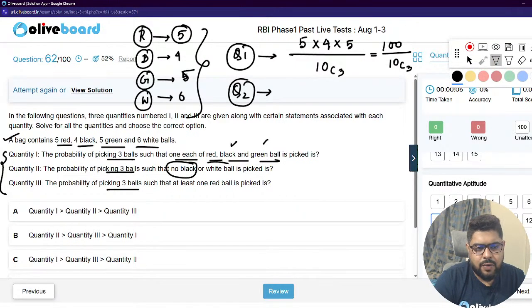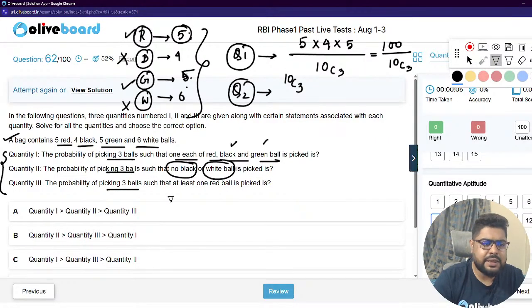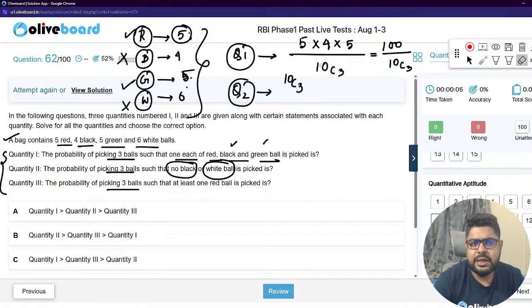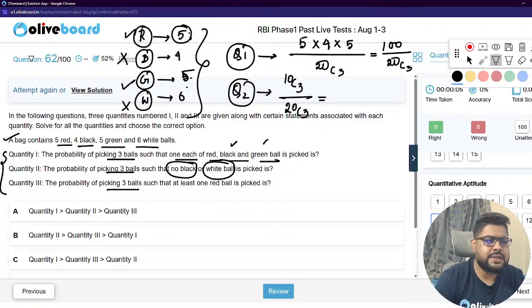No black or white. No black, no white. Meaning red or green, 5 and 5. So please understand, 3 balls from this. So out of this 10 में से 3 balls उठाओ. अच्छा एक second, there is a small little mistake. This will not be 10C3, rather 20C3 because total 20 balls. I'm picking out of sir 20C3.